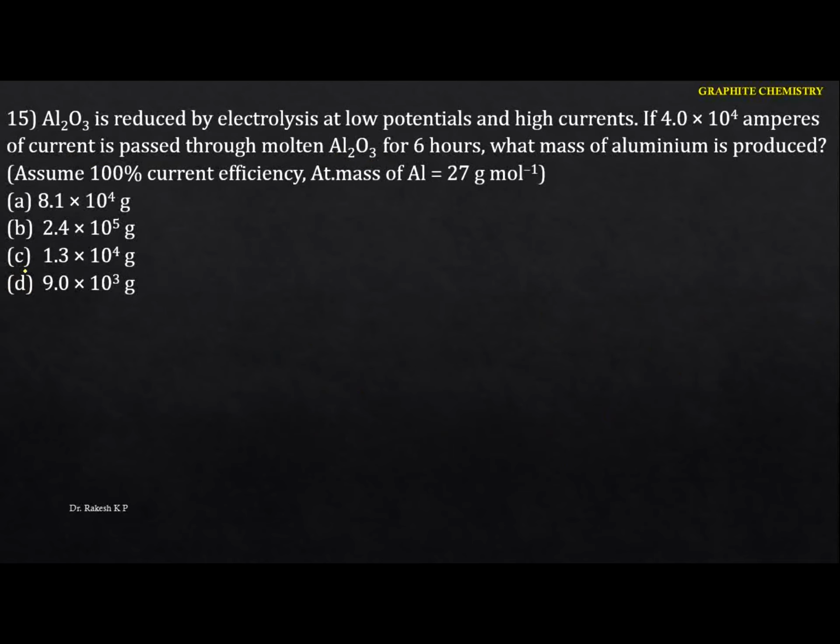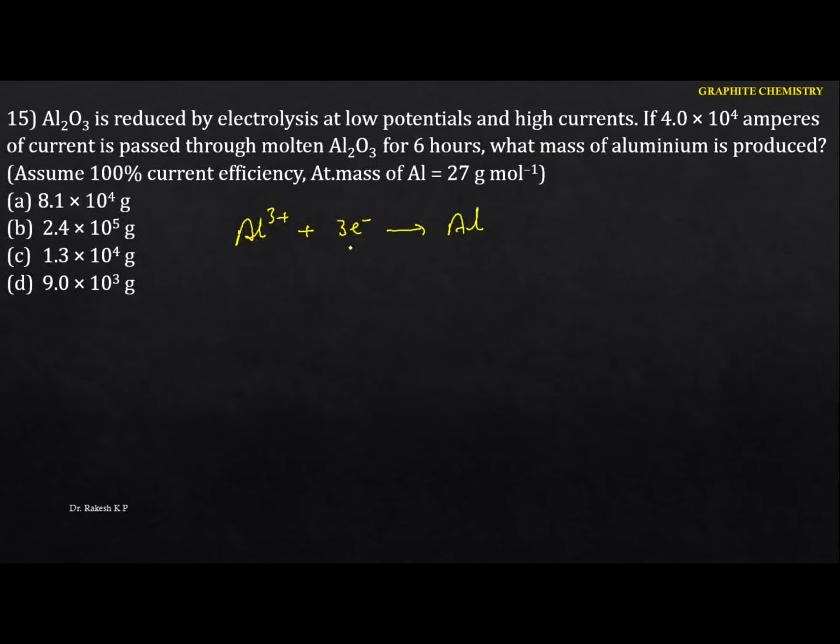Aluminium oxide is reduced by electrolysis at low potential and high current. If 4.0 into 10 to the power of 4 amperes of current is passed through the molten aluminium oxide for 6 hours, what mass of aluminium is produced? Here they have given, assume 100% current efficiency. The atomic mass of aluminium is 27. So aluminium, the charge will be Al3 plus. According to the theory, this is the equation here: Al3 plus requires 3 electrons to give Al.